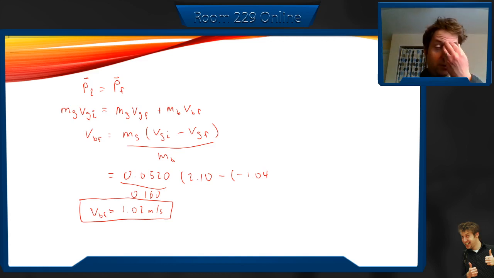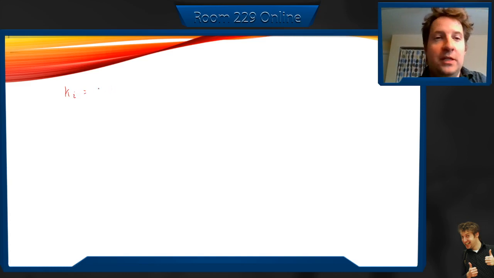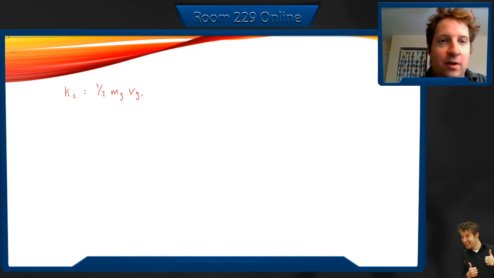We know it's going to be conserved, so we use that first to get all the things we need to know. So let's consider now, what is the kinetic energy to begin with? The only thing that was moving there was the golf ball. So it's going to be 1/2 mass of the golf ball, velocity of the golf ball to begin with, squared. That's going to be 1/2 times 0.0520 kilograms times 2.10 meters per second squared.